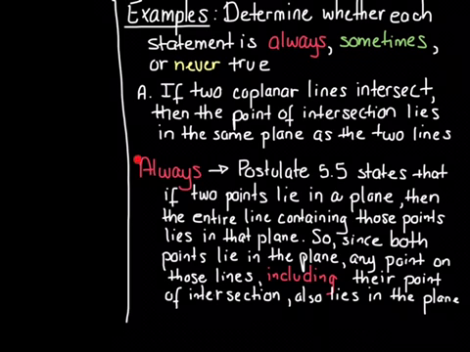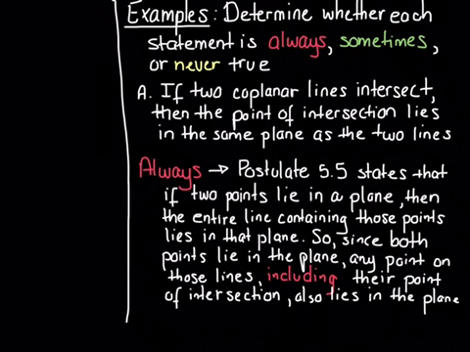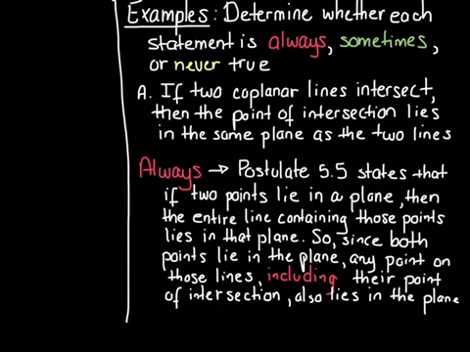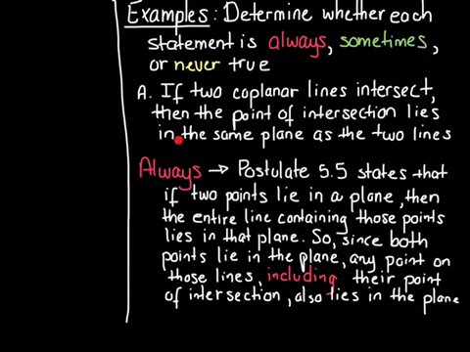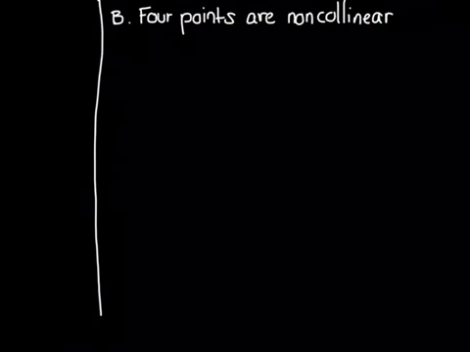Okay, hopefully you said always. Postulate 5.5 states that if 2 points lie in a plane, then the entire line containing those points lies in that plane. So since both points lie in the plane, any point on those lines, including their point of intersection, also lies in the plane. Okay, so the point of intersection is part of the line, and so because the entire line has to be in the plane, the point of intersection is also on the plane. So this is always true. Let's look at another example.